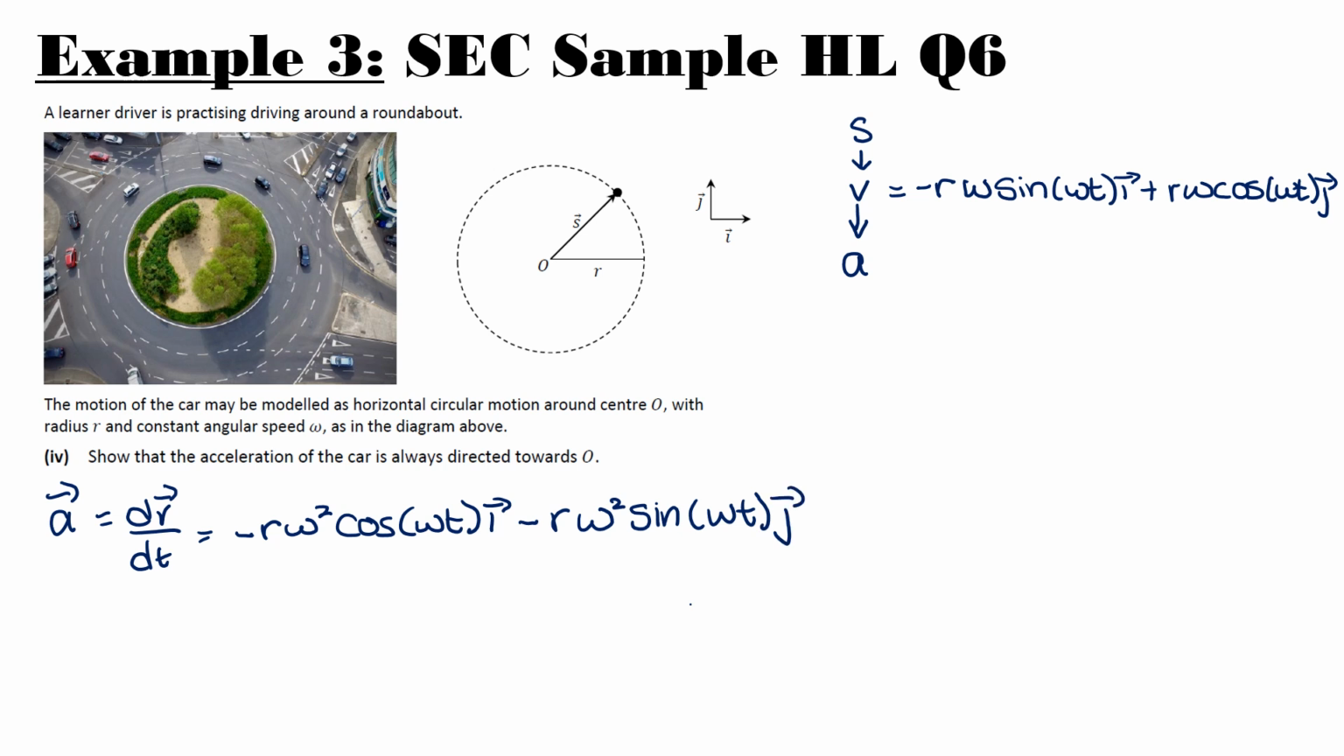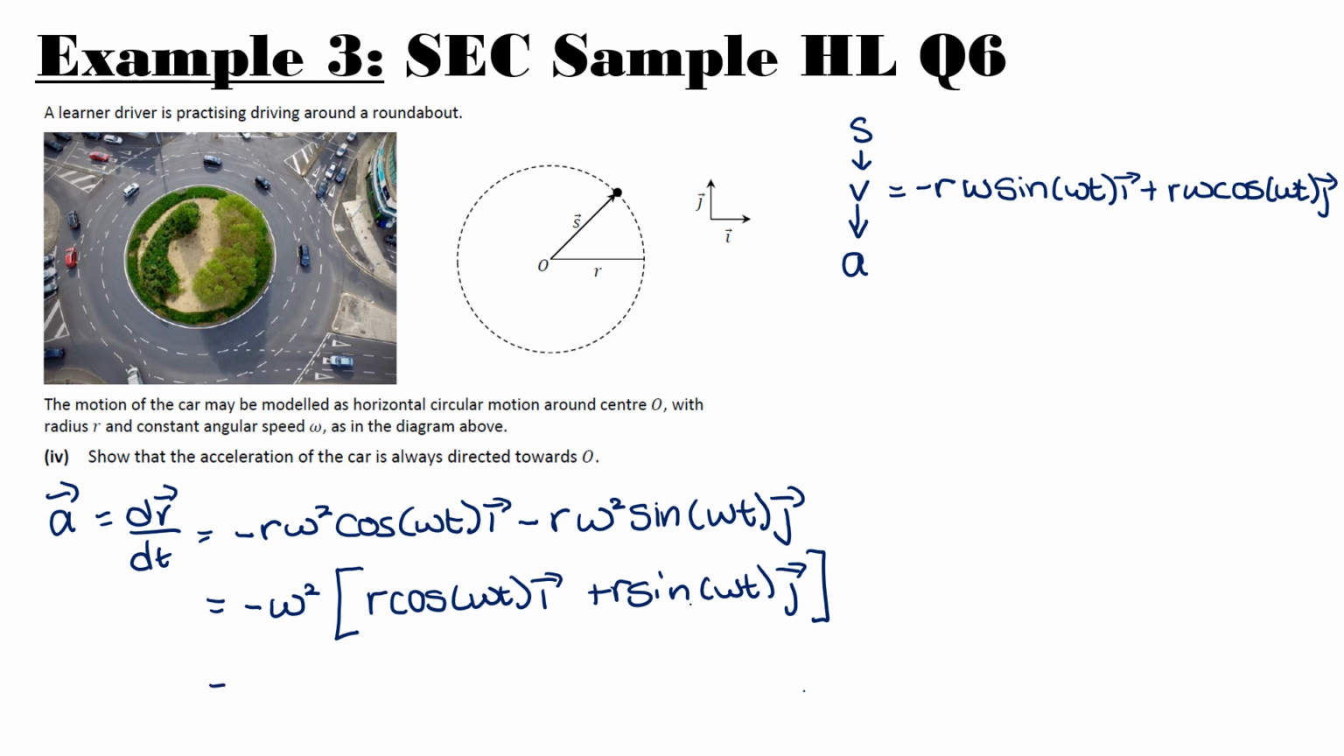Now, what we want to do is show that this is always directed towards O. So it's got to do with the sign. Think about what we knew to begin with: displacement was always directed away from O. Think of how we worked with that. So what I'm going to do is pull out that minus and the omega squared, and leave everything else. That's going to look somewhat familiar to us: cos omega t i plus sine omega t j. And what I've got now in my square bracket was actually our displacement s. So we get minus omega squared s.